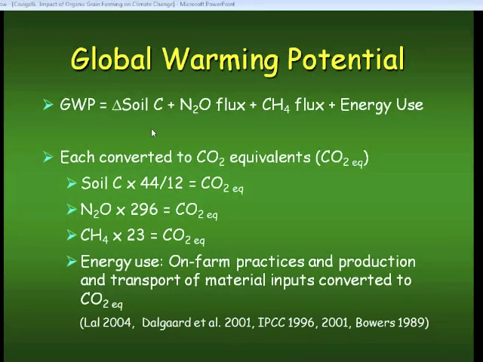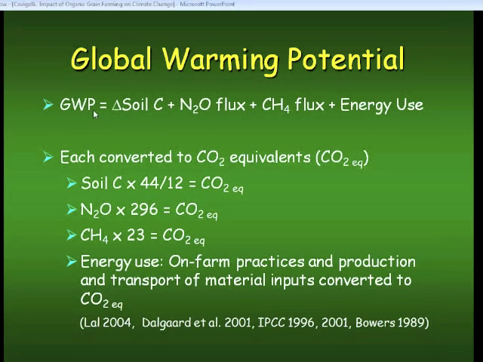So now I'm going to walk you through how this is calculated, and this will become a little more technical. This is now an introduction to the methods that we used here in Maryland to assess the global warming potential of our organic and conventional systems within a long-term research project.